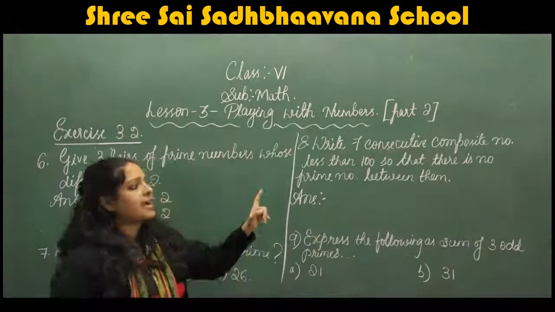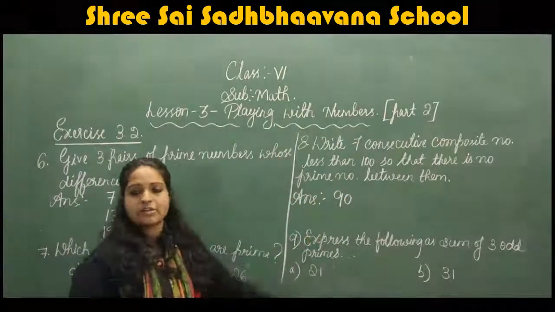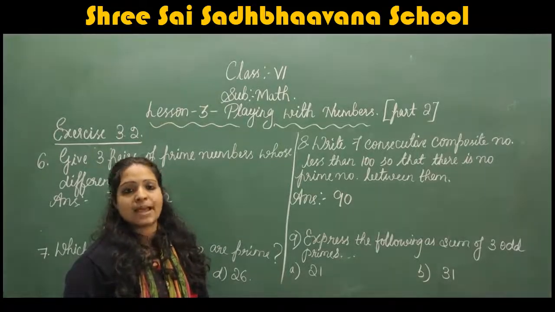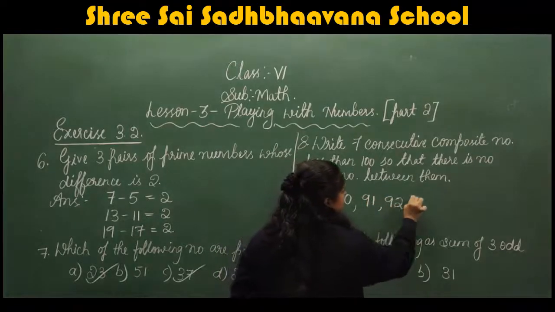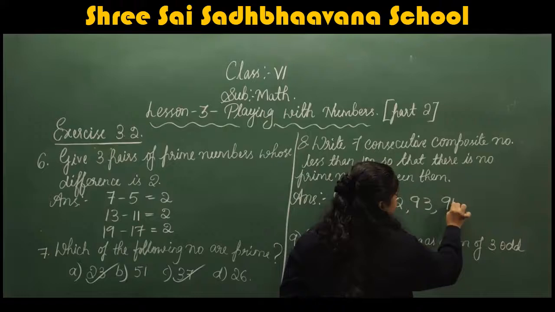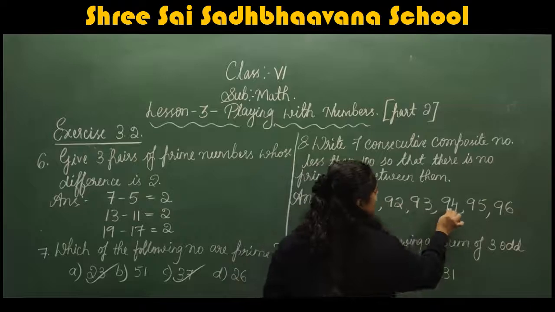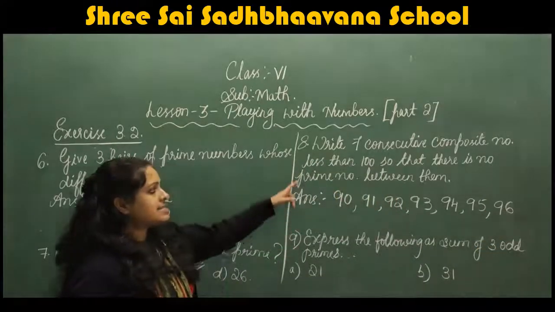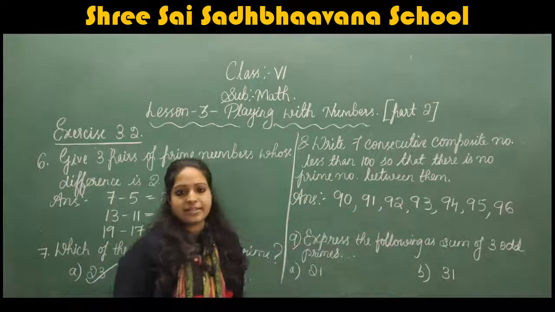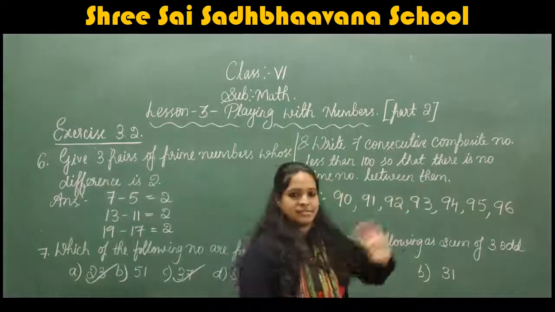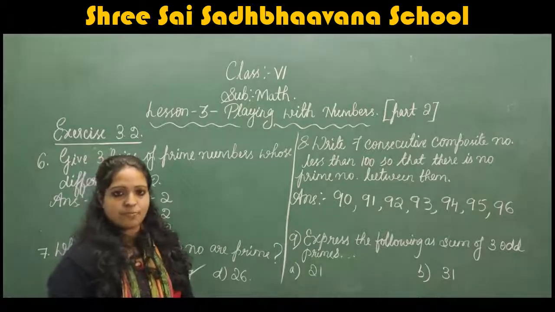Answer. If you want to write, you have to write it from 90 onwards. If you start from 90, you will get the consecutive composite numbers. There are no prime numbers between these. 90, 91, 92, 93, 94, 95 and 96. 1, 2, 3, 4, 5, 6, 7. Yes, these are the consecutive composite numbers less than 100 and there is no prime number between them. Understood, children? I hope you have understood.